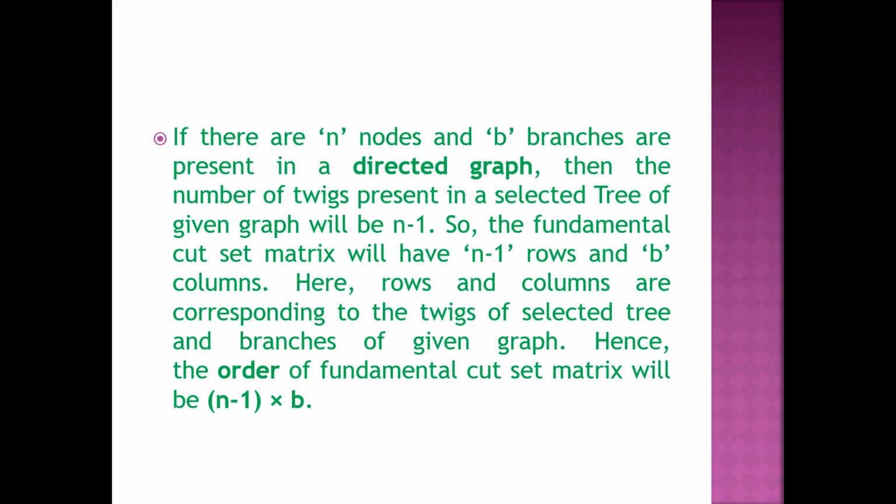If there are n nodes and b branches present in a directed graph, then the number of twigs present in a selected tree of a given graph will be n minus 1. So the fundamental cut-set matrix will be n minus 1 rows into b columns. Here, rows and columns correspond to the twigs of the selected tree and branches of the given graph. Hence, the order of the fundamental cut-set matrix will be n minus 1 into b.